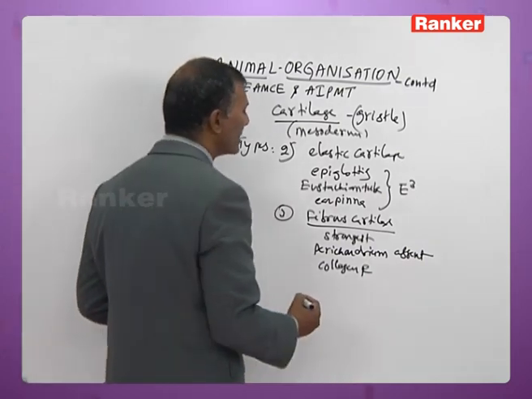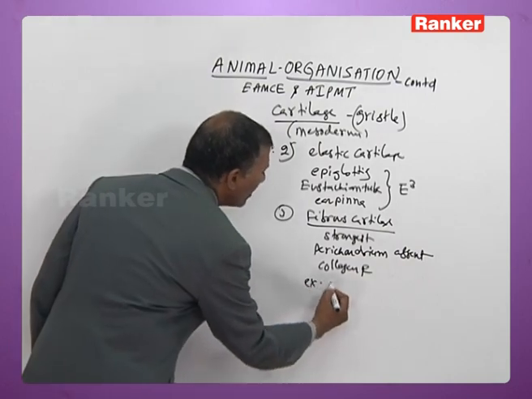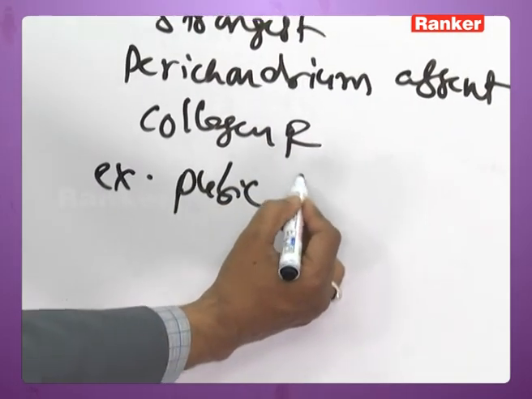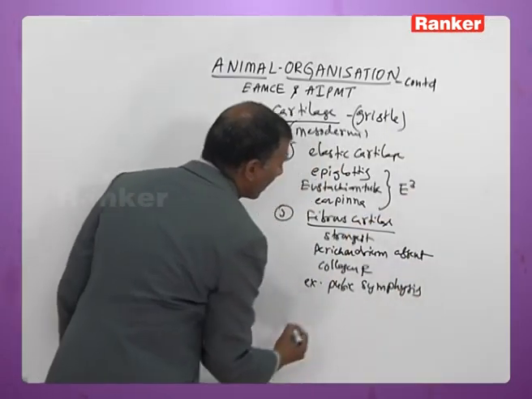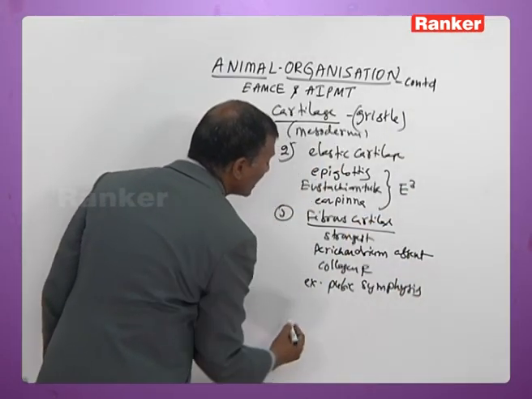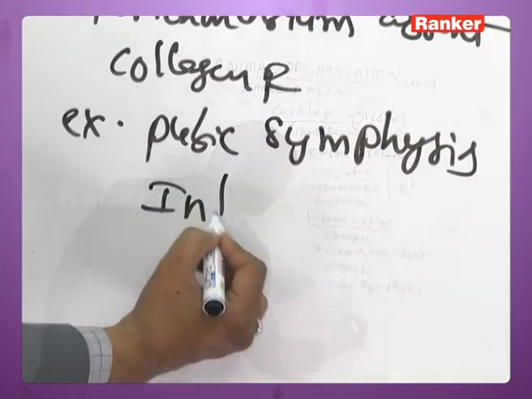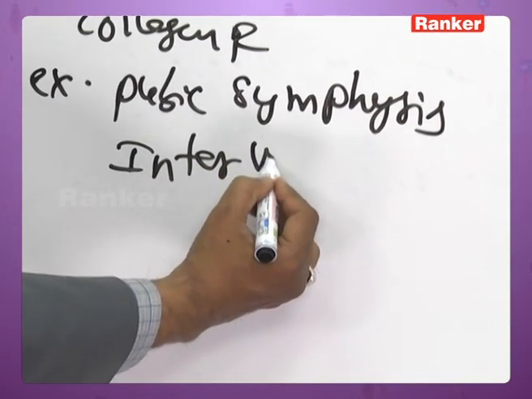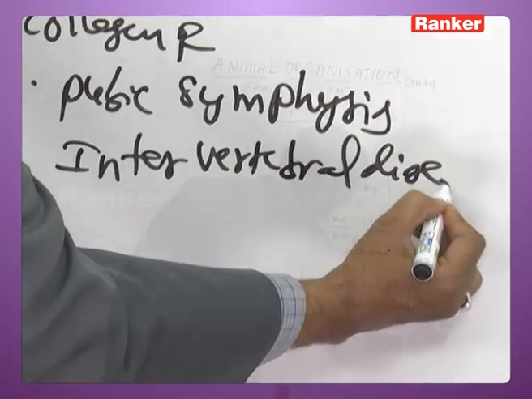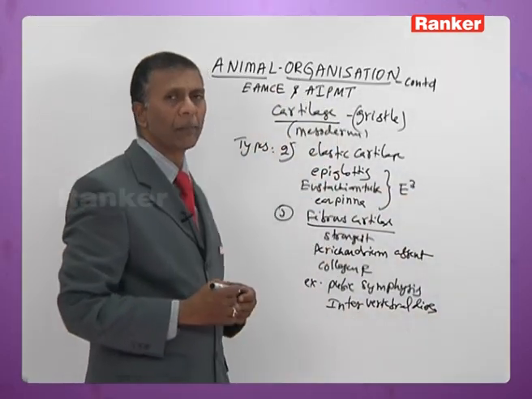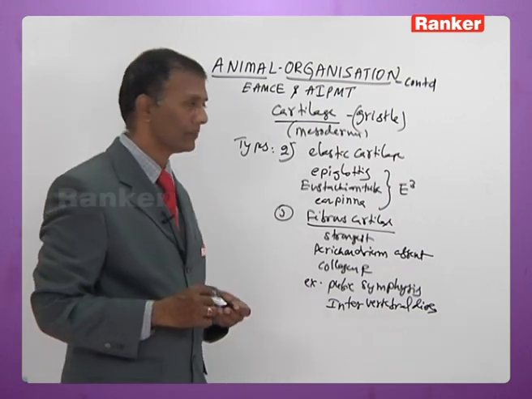Fibrous cartilage is present in the pubic symphysis of the pelvic girdle and intervertebral discs. Intervertebral discs are also made up of fibrous cartilage.